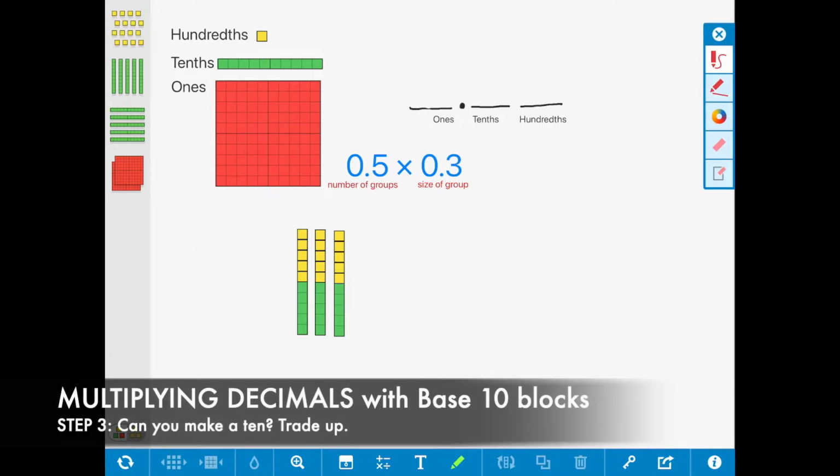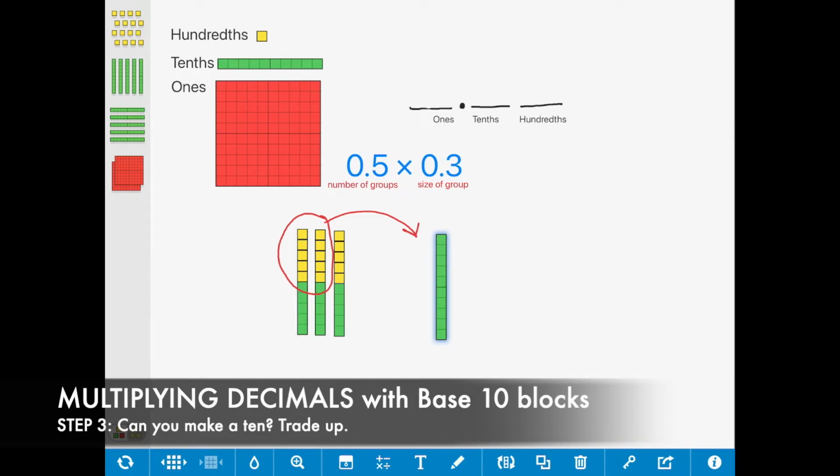Now that we've completed our model for the expression 5 tenths times 3 tenths, I'm going to focus on those yellow squares and see if I can make a 10 and trade up. I'm going to go ahead and count 10 of those squares, and I'm going to circle them and trade them up for 1 rod. Next, I'm just going to go ahead and slide over the leftover yellow squares since they are less than 10.